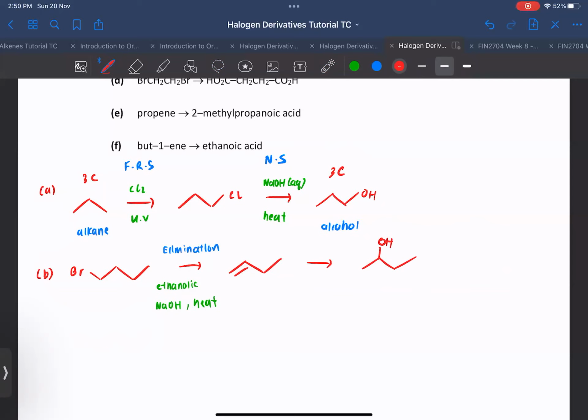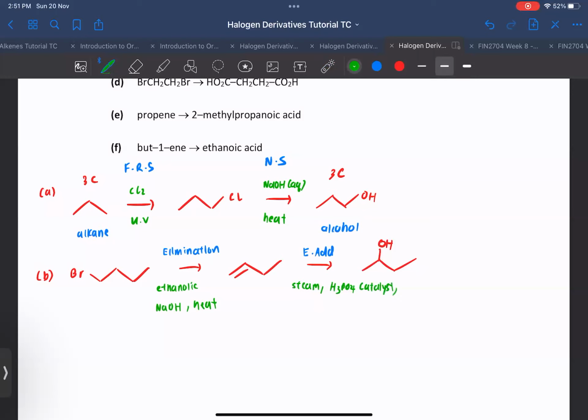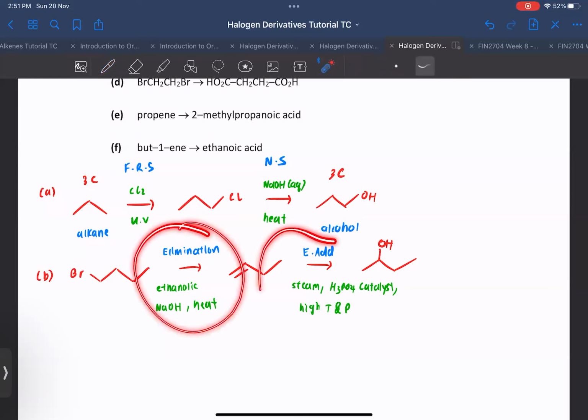You can actually undergo electrophilic addition to turn an alkene into an alcohol. It's in our alkenes notes. But just remember the reagents and conditions now. For this one you need to add steam, H3PO4 catalyst at high temperature and pressure. So if you did the previous one, you're not wrong also. But sometimes they can impose a limit on the number of steps. If they tell you that you can only use 2 steps, that means you can only use this 1 step. Even though the previous answer is also correct, it is more than the stipulated number of steps, so it will be considered wrong. So just bear in mind.